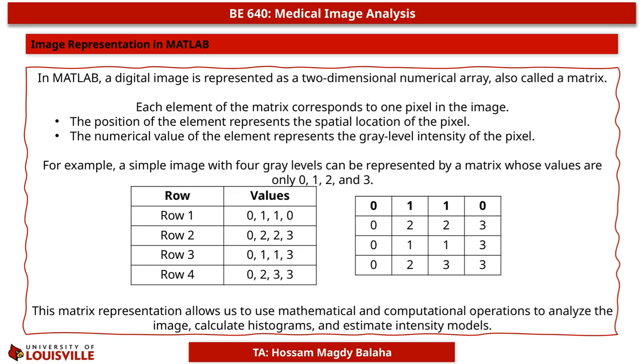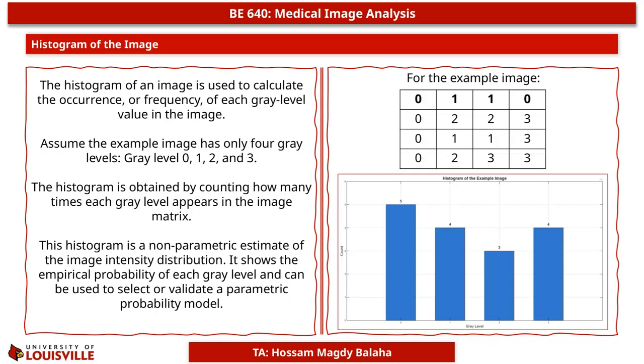The table shown here is therefore a compact numerical description of the corresponding image. This slide illustrates how we build an image histogram from a simple grayscale image. The example matrix contains 4 possible gray levels, 0, 1, 2, and 3. To create the histogram, I scan the matrix and count how often each value appears.